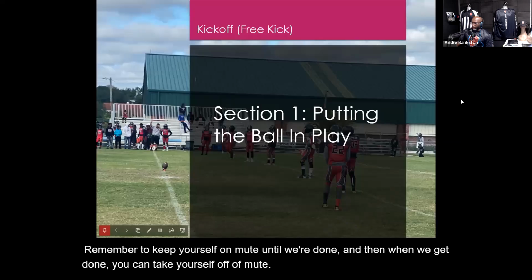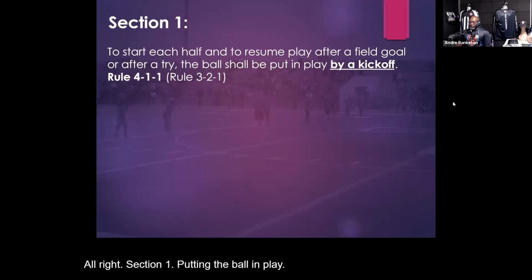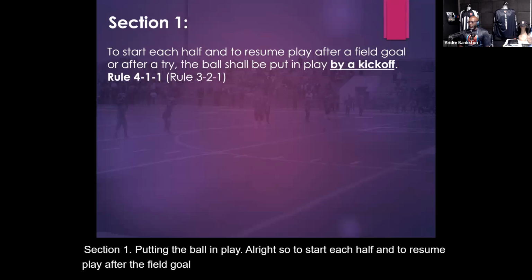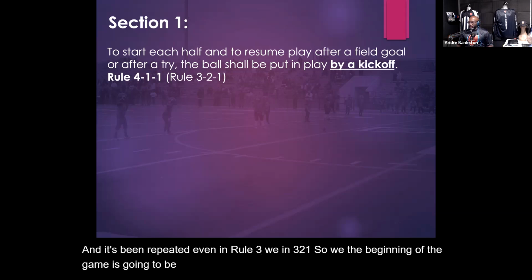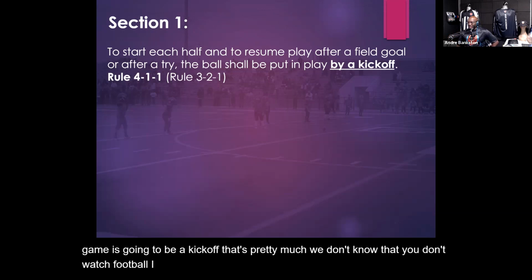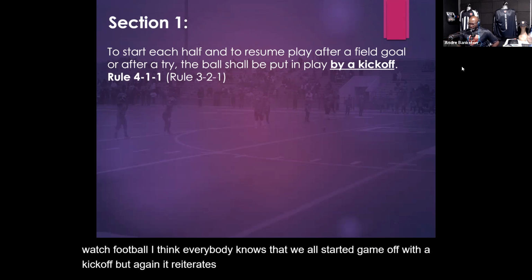All right. Section one, putting the ball in play. To start each half and to resume play after a field goal or after a try, the ball should be put in play by a kickoff. And this has been repeated even in Rule 3-2-1. So we know the beginning of a game is going to be a kickoff. If you don't know that, you don't watch football. I think everybody knows that we all start a game off with a kickoff. But again, it reiterates it in Rule 4.